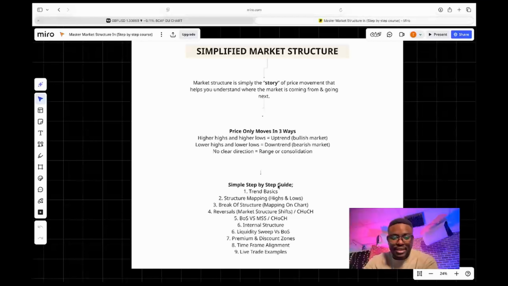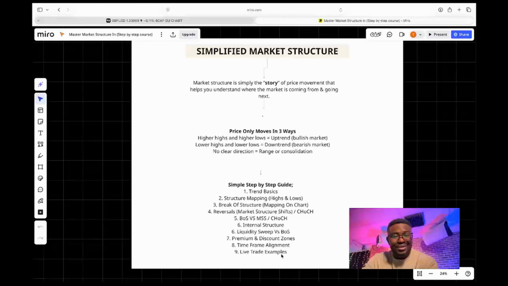We're also going to look at break of structure versus market structure shifts, and internal structure, whether it's bullish, bearish, or in consolidation. We're also going to look at liquidity sweep versus break of structure. I'll also show you how to mark your premium and discount zones on the chart using the Fibonacci, and time frame alignments: daily, 4 hours, 15 minutes, 5 minutes. And we're also going to look at a live trade example.